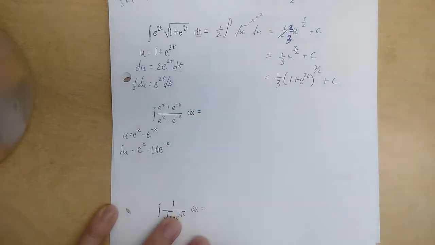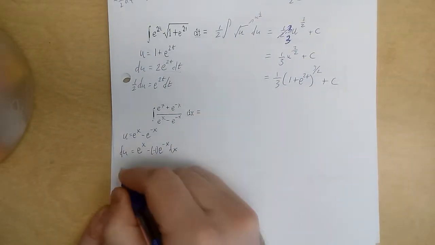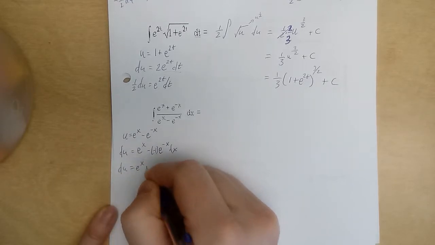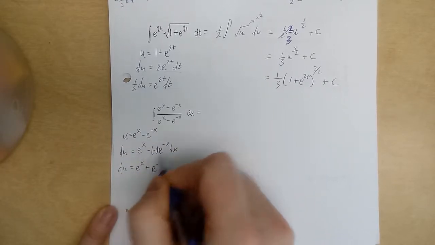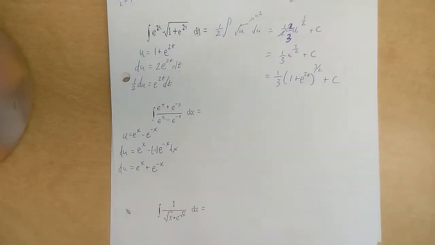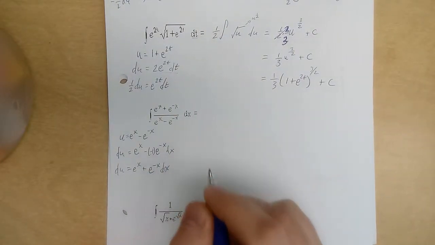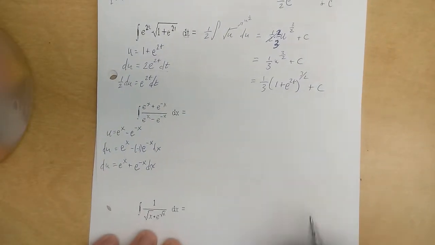Oh, hey, look at that. So du is going to be equal to e to the x plus e to the negative x, which is our numerator. And I'm wondering if there would be some overlap if we were to have done it the other way. So that would be an interesting thing to check out. I might check that out after this.